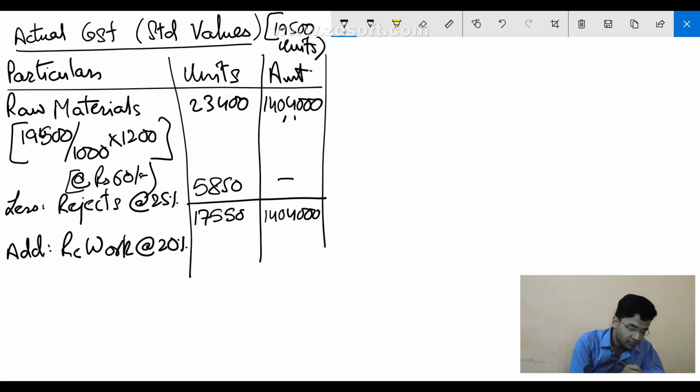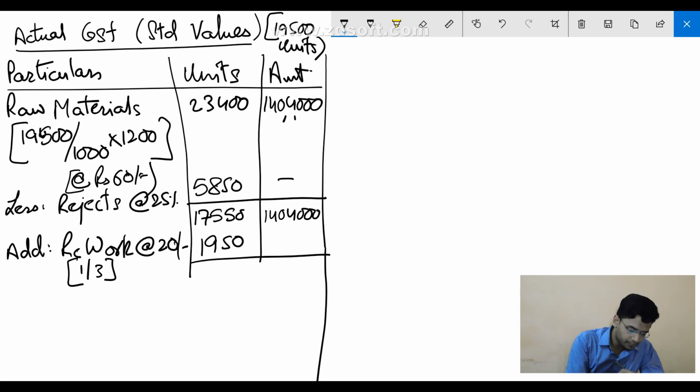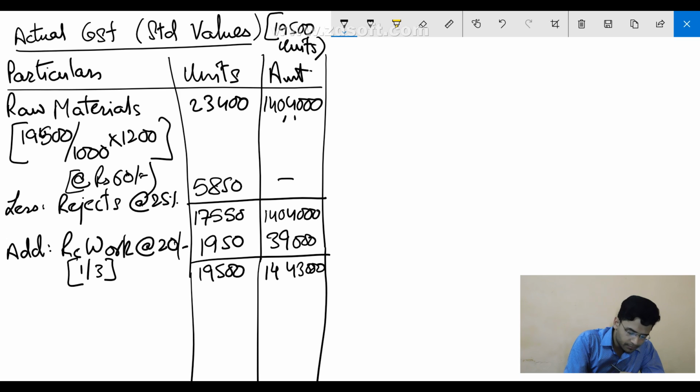Now guys, out of the rejects there are some reworks which are reintroduced in the production process, and for introducing these reworks we have incurred an expenditure of rupees 20 per unit. So rework should be 1/3 of the rejects. This is the standard which we have been following. Now 1/3 of 5850 will come out to be 1950. So the net balance which is available with us is 19,500 units, and the amount which is available with us is 14,43,000.